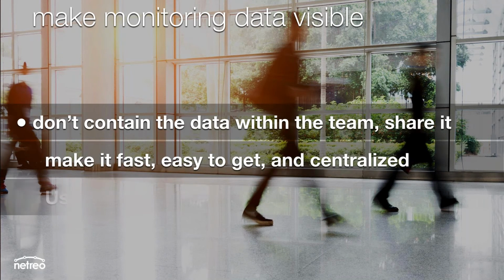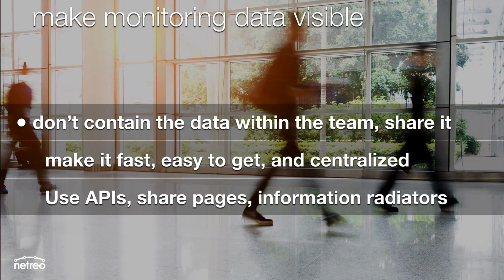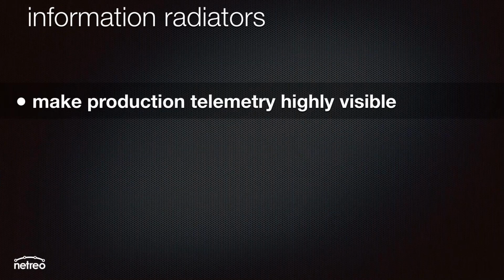Some other useful ways to share this data include things like APIs for integration with your existing tools or dashboards, share pages, and information radiators. An information radiator is just a fancy name for a very simple system. It's designed to display important status information in a public area. For example, a monitor on the wall of a hallway that everyone walks through.